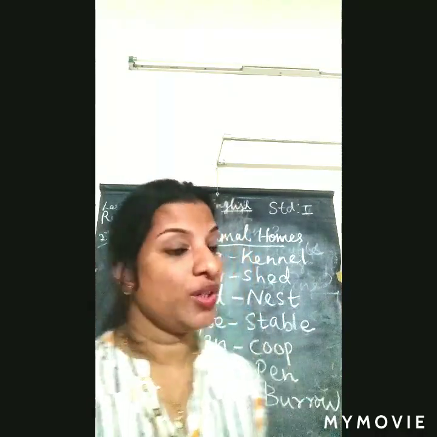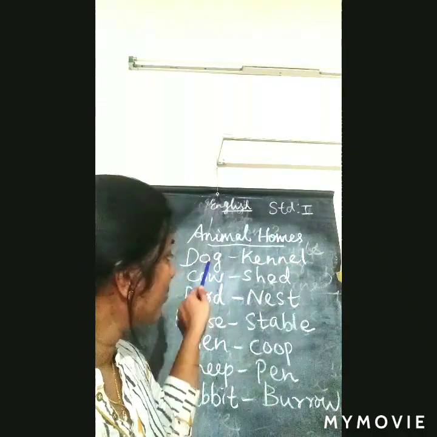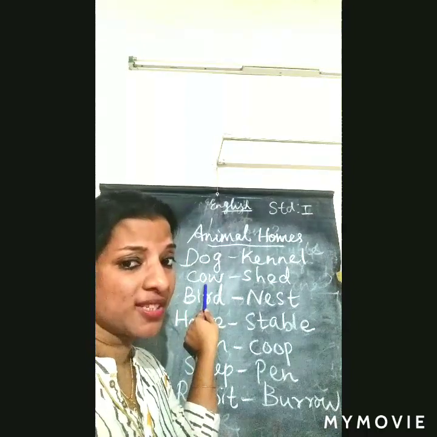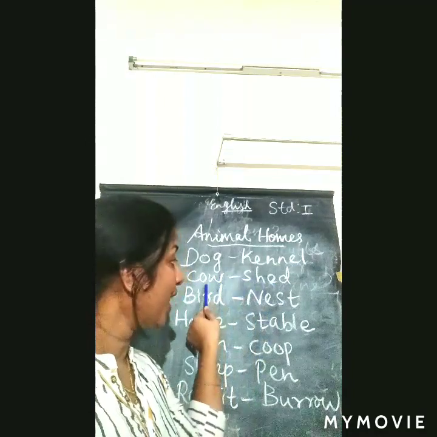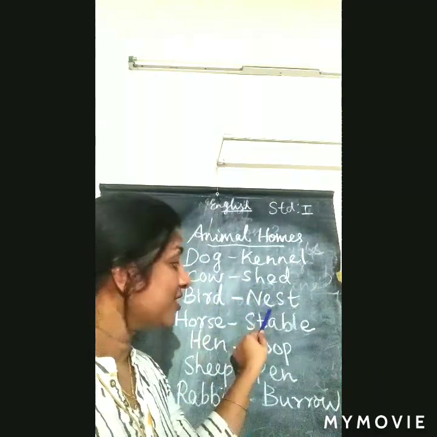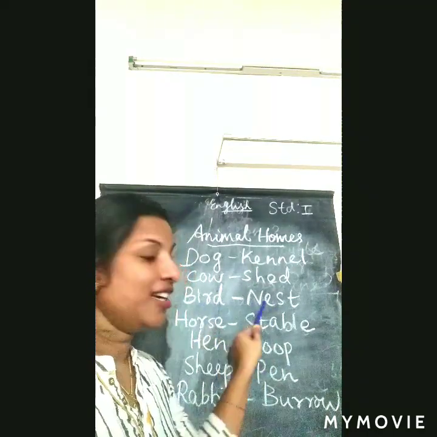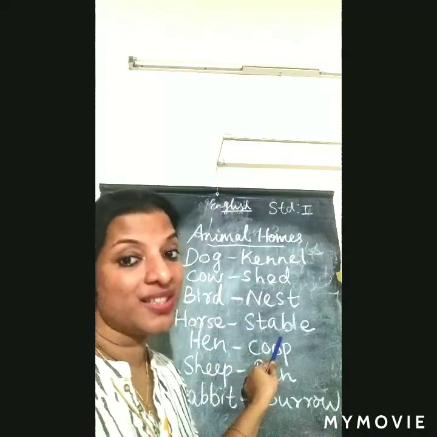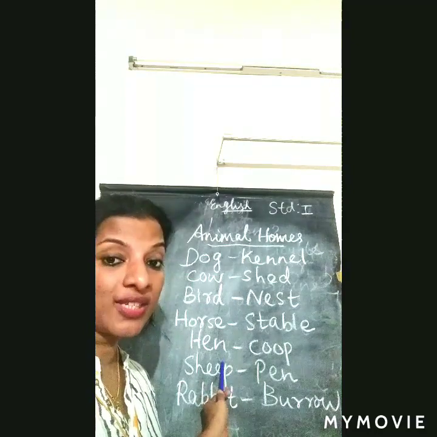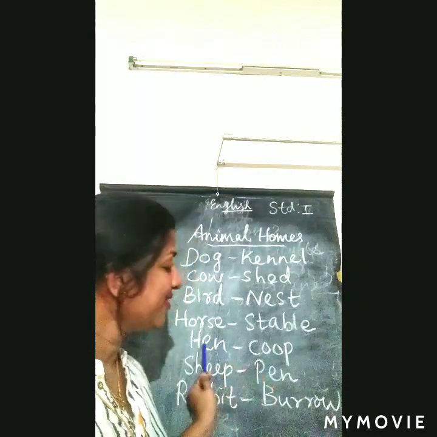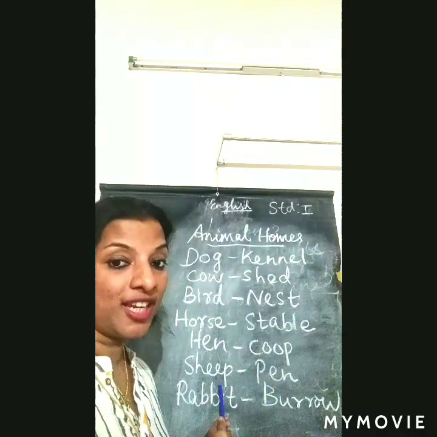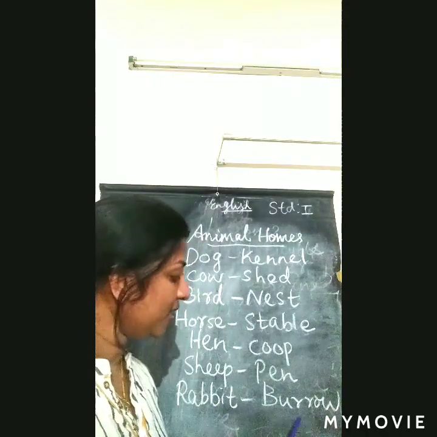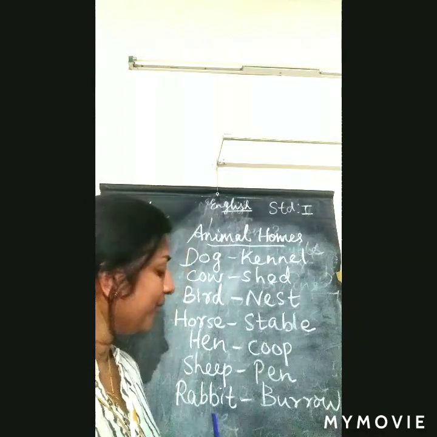So just revise once more. See this? I have written these animal homes on the board. Check it out. First one, dog. A dog lives in a kennel. Next one, cow. Where does a cow live? A cow lives in a shed. Next one, a bird lives in a nest. Then horse. A horse lives in a stable. Next one, hen. A hen lives in a coop. The next one, sheep. A sheep lives in a pen. And the last one, rabbit. A rabbit lives in a burrow.